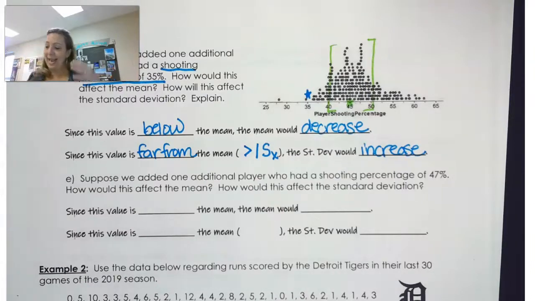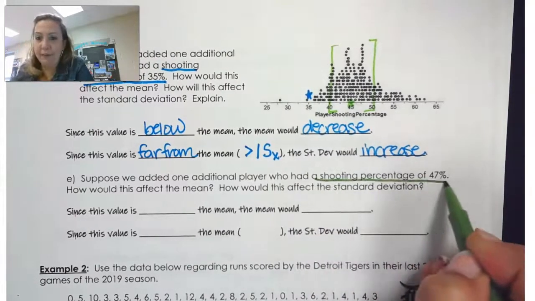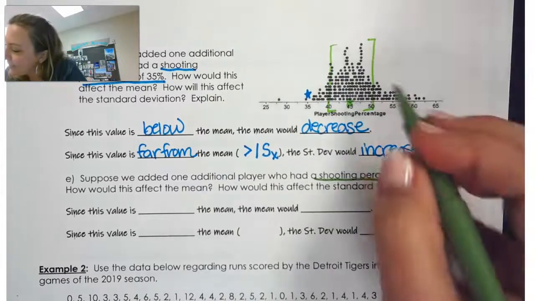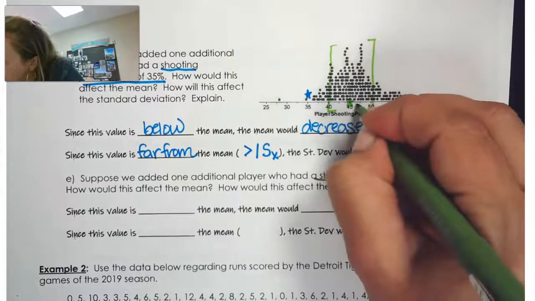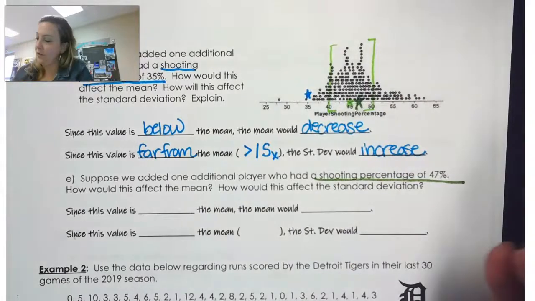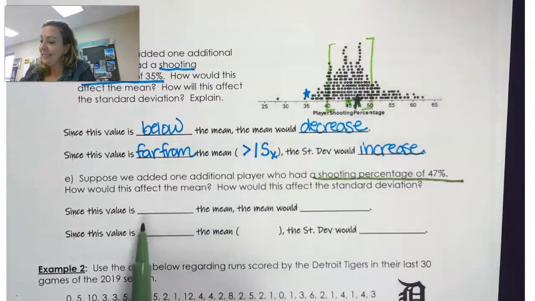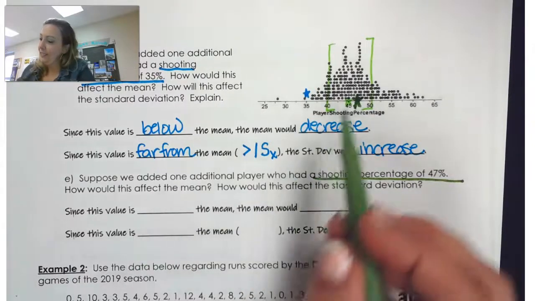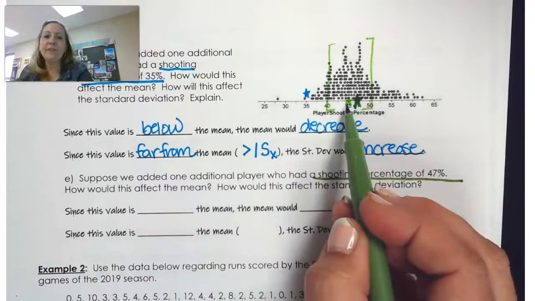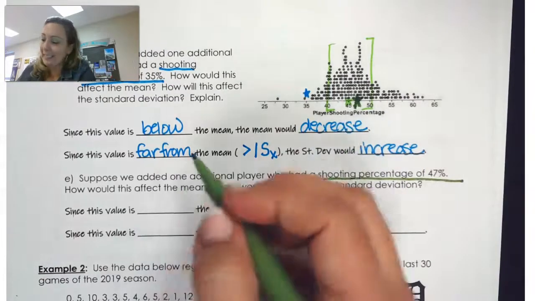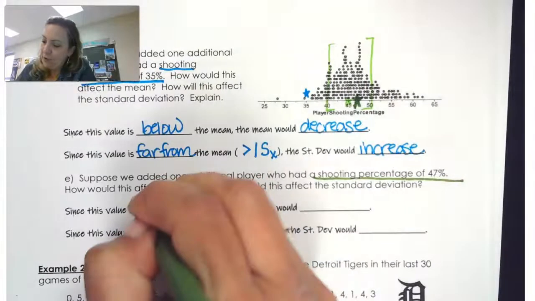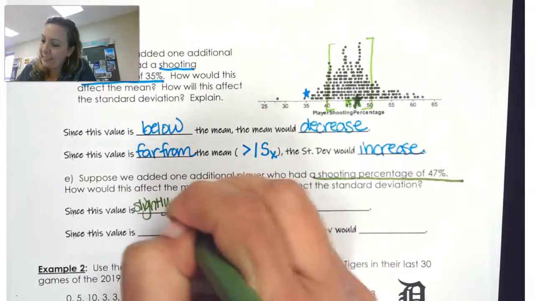Let's say that we add another additional player, a different player, and let's say that had a shooting percentage of 47%. So 47% would be, I don't know, maybe about right here. Okay. So here's our player with 47%. Notice that this value is close to the mean, but in relation to the mean, it is slightly above the mean. So I'll say, okay, this value is slightly above the mean.